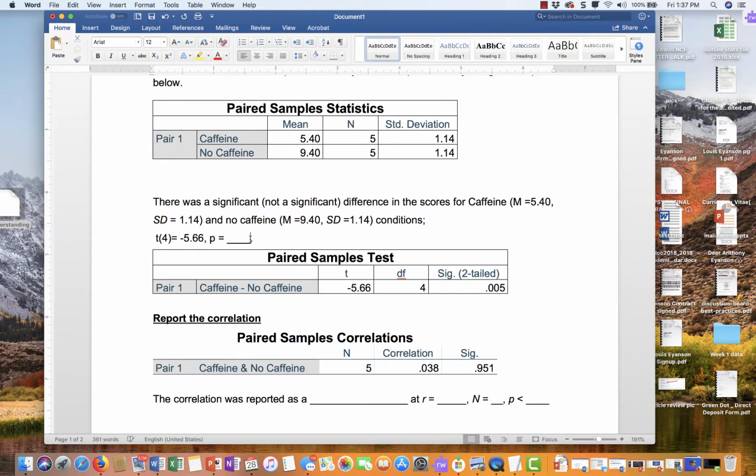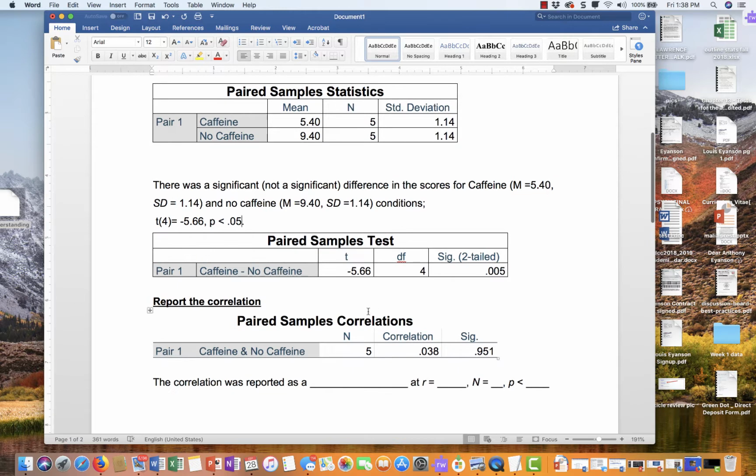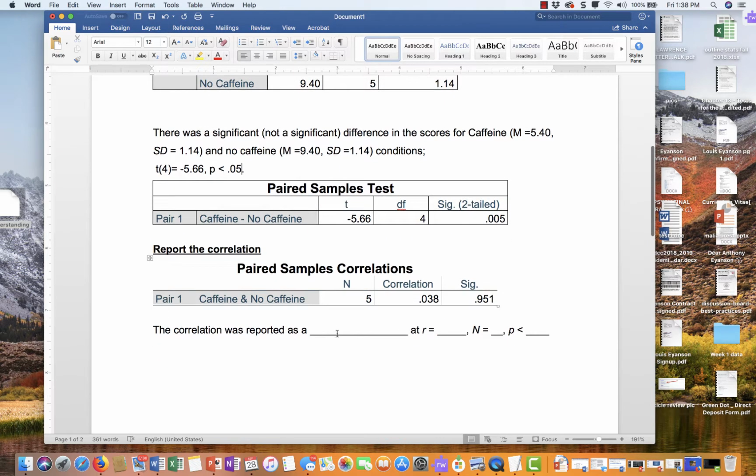And then for the P value, it's going to be less than 0.05. How do we know that? It's significant because it's below 0.05, and this is 0.005. Okay, so this is how your second line goes, exactly like that. Again, was it significant? Yes.